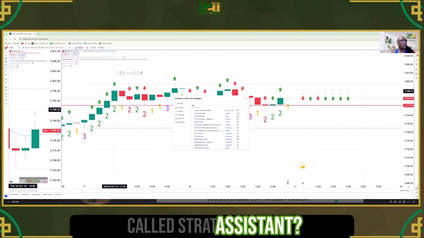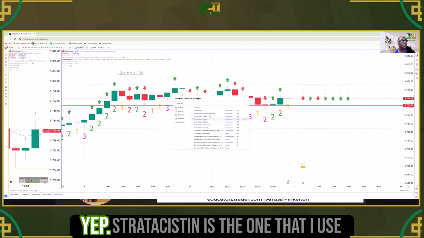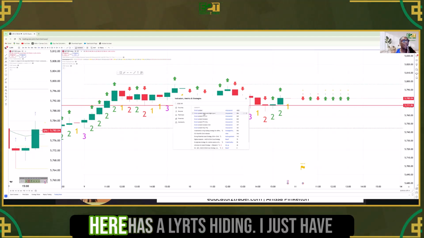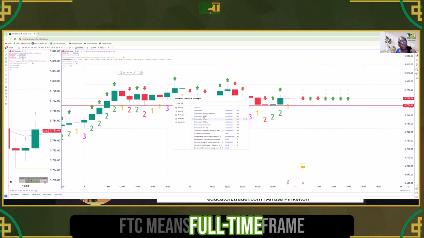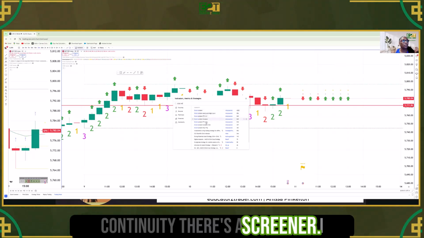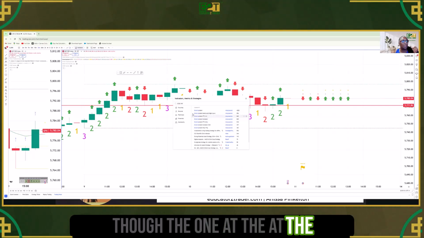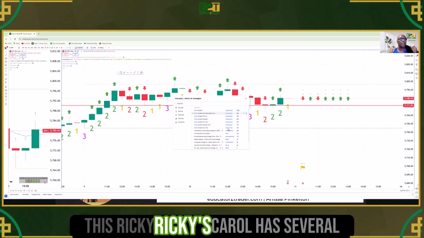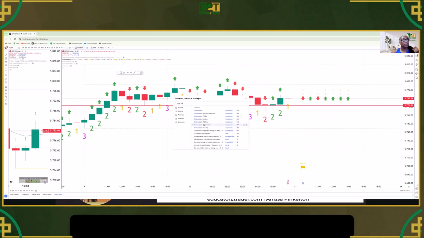Oh, is it called Strat Assistant? Let me just type in Strat. Yep, Strat Assistant is the one that I use. This other one here has alerts, highs and lows. I just have the first one. FTC means full time frame continuity. There's a screener. I don't look at all those. I just use the one at the top. This Ricky Carroll has several of them that he's developed.